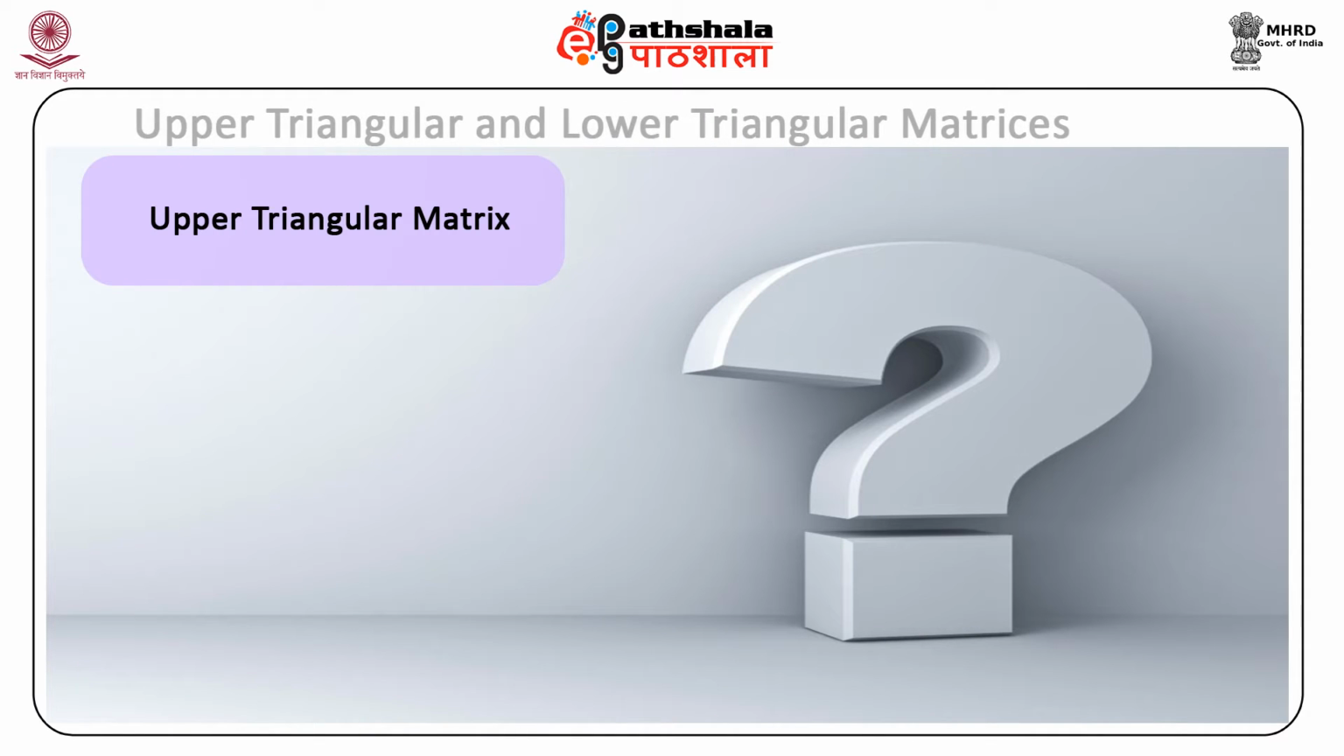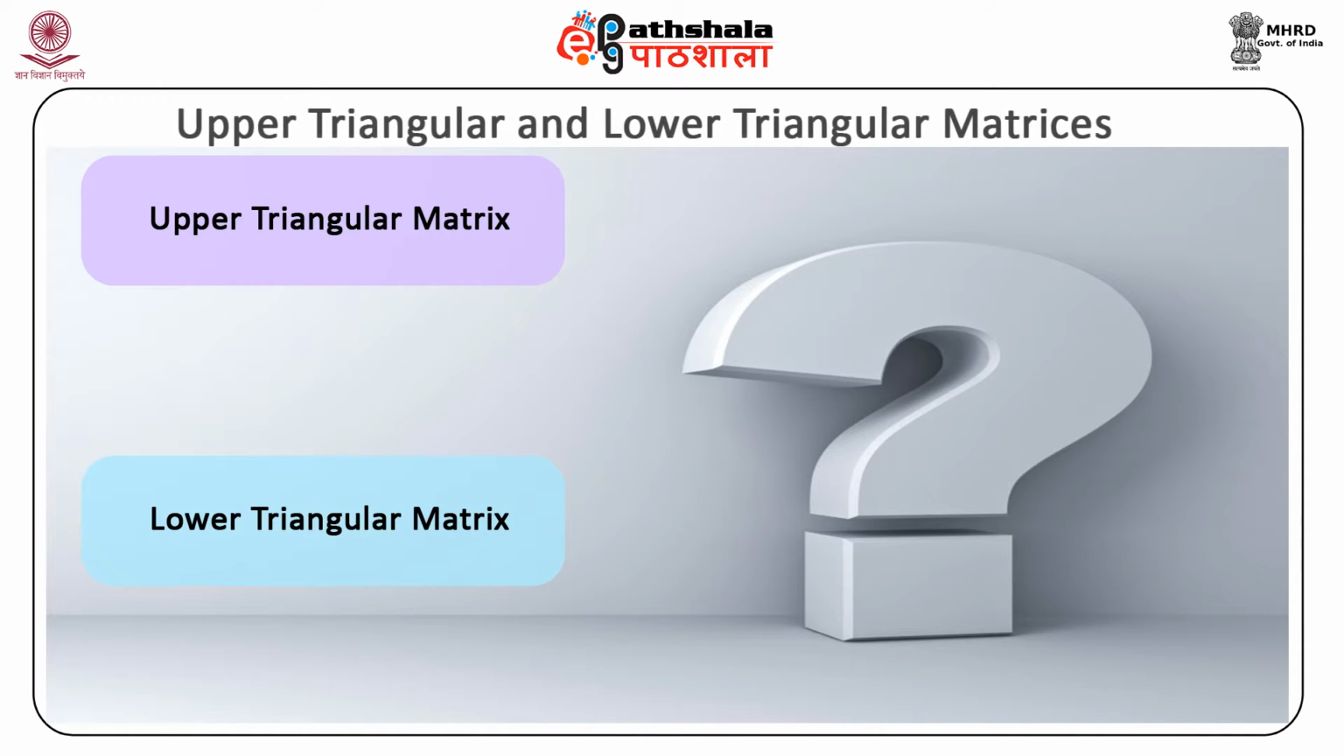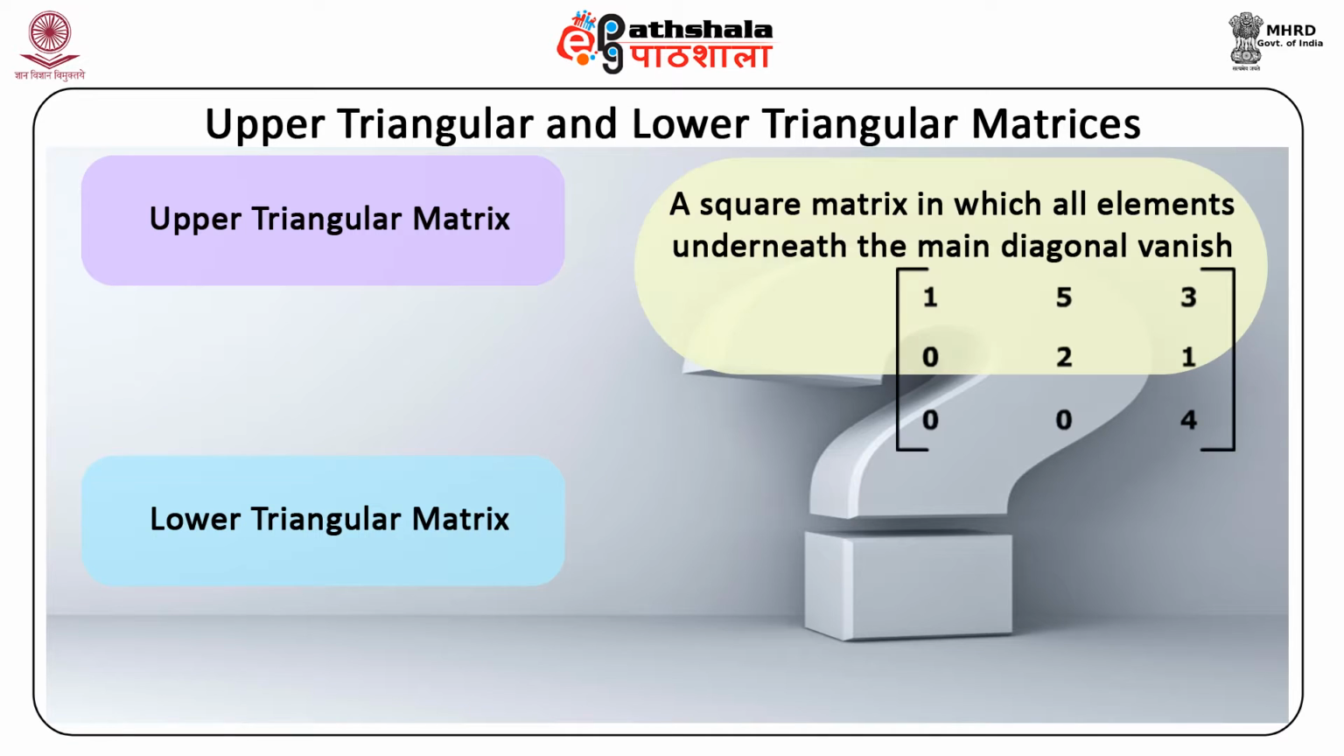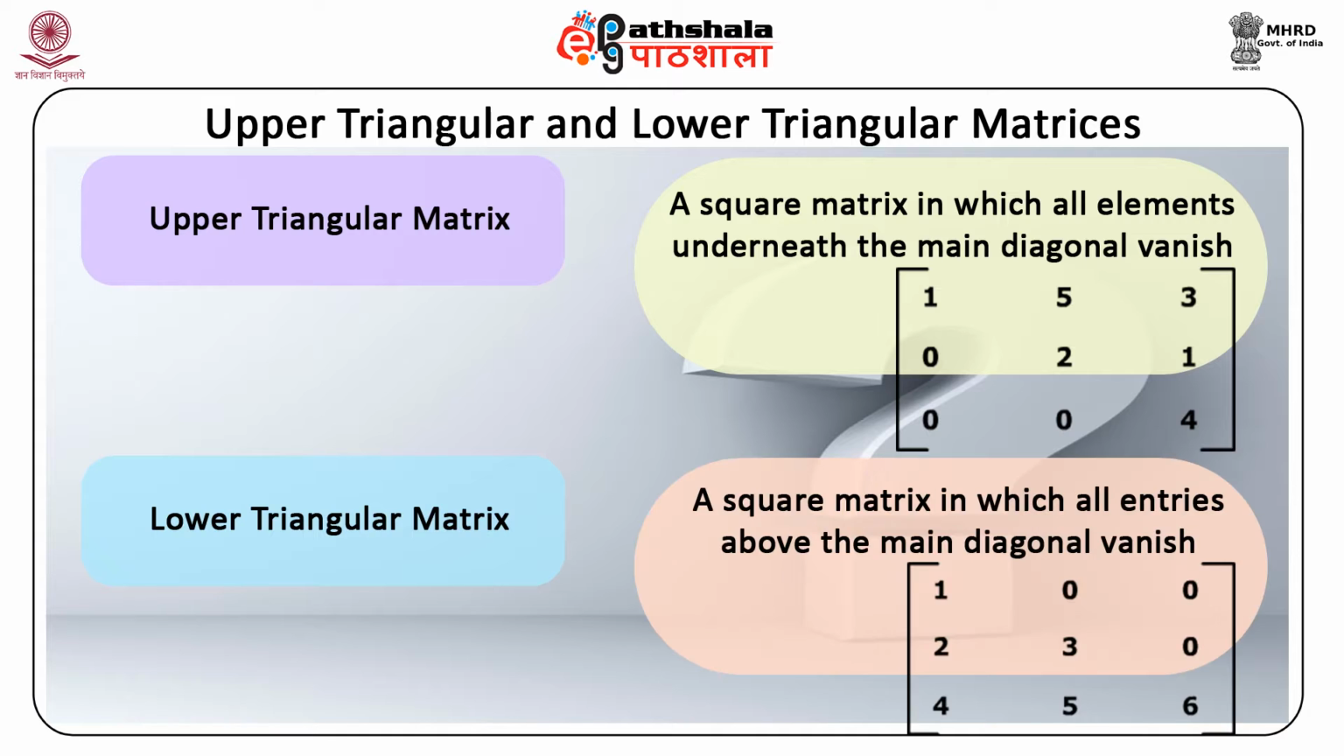Upper triangular and lower triangular matrices. An upper triangular matrix is a square matrix in which all elements underneath the main diagonal vanish, like 1 5 3, 0 2 1, 0 0 4. A lower triangular matrix is a square matrix in which all the entries above the main diagonal vanish, 1 0 0, 2 3 0, 4 5 6.